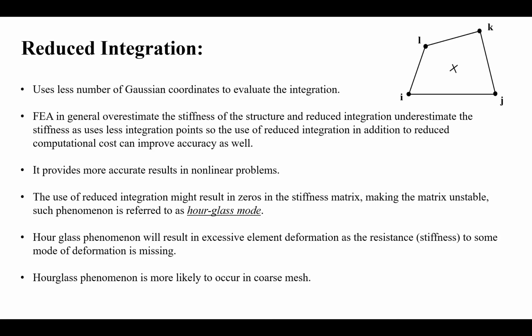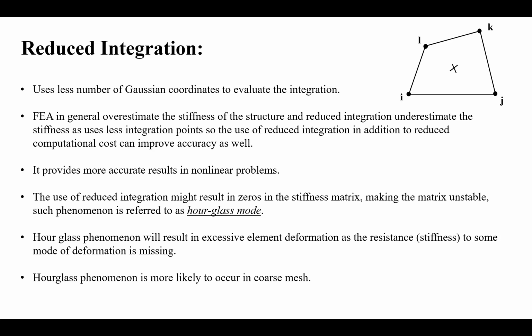Now reduced integration. For reduced integration, you only have one Gaussian point for a quadrilateral element. Depending on the element, you're going to have a larger number of Gaussian points. But the beauty of reduced integration is twofold. One, you are using fewer Gaussian points, so your analysis is less computationally expensive, and also you're not having the shear locking problem that is present in full integration. So you're not having shear locking.